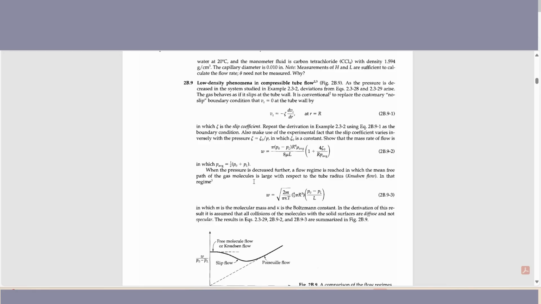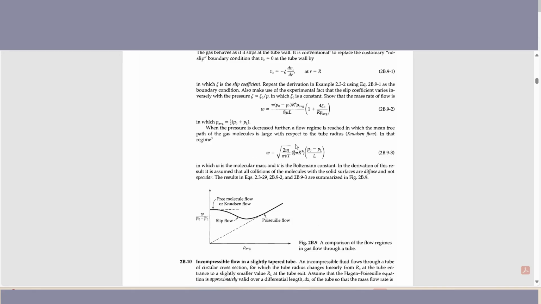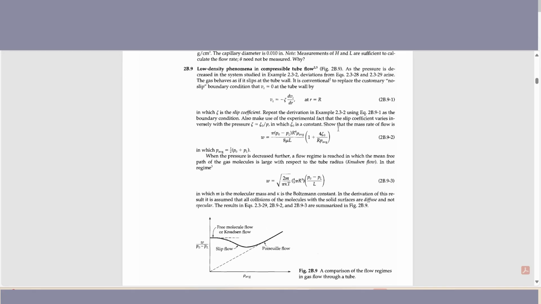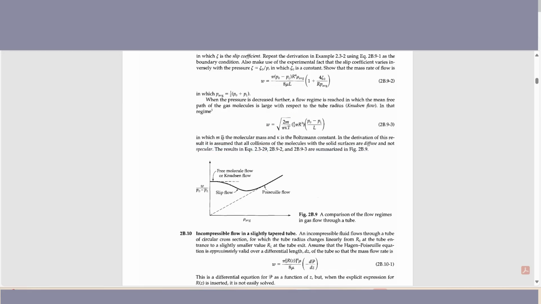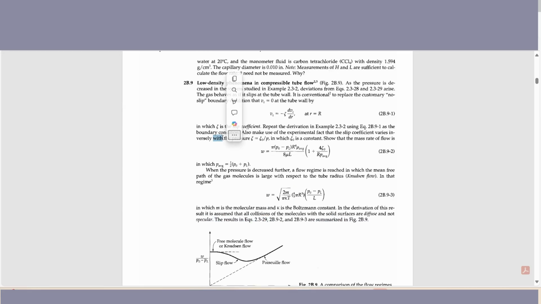Just a little disclaimer, I won't be deriving this equation here because the problem doesn't explicitly ask you to derive it. So we'll just get started with the momentum balance.